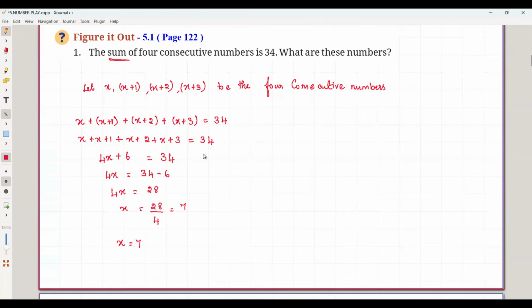So we can just easily finish it up. The balance 2 numbers: 7 plus 1, 7 plus 2, 7 plus 3. Therefore the 4 consecutive numbers are: first number is 7, so 7 plus 1 is 8, 9, 10. 7, 8, 9, 10 are our 4 consecutive numbers.